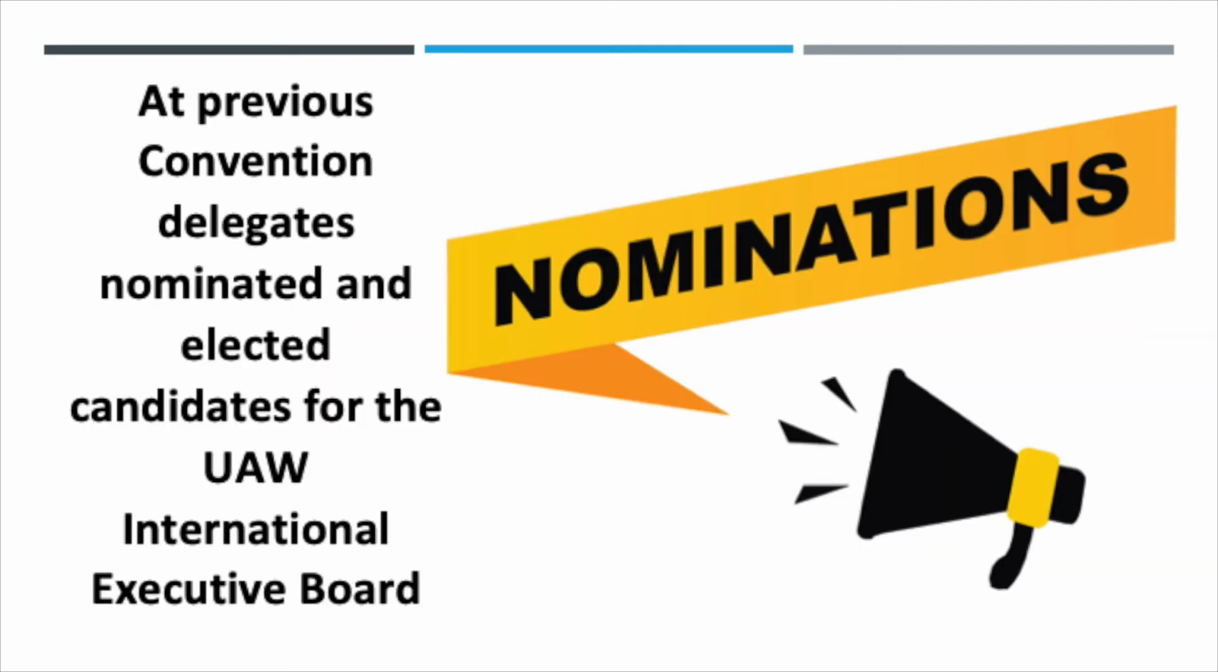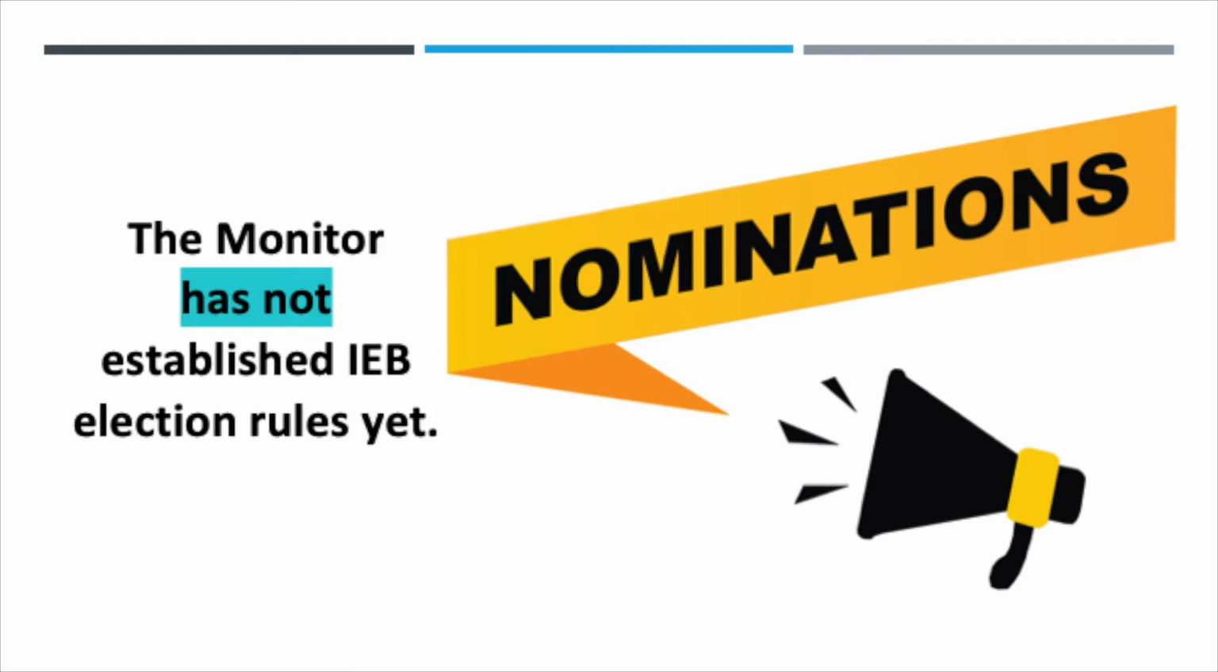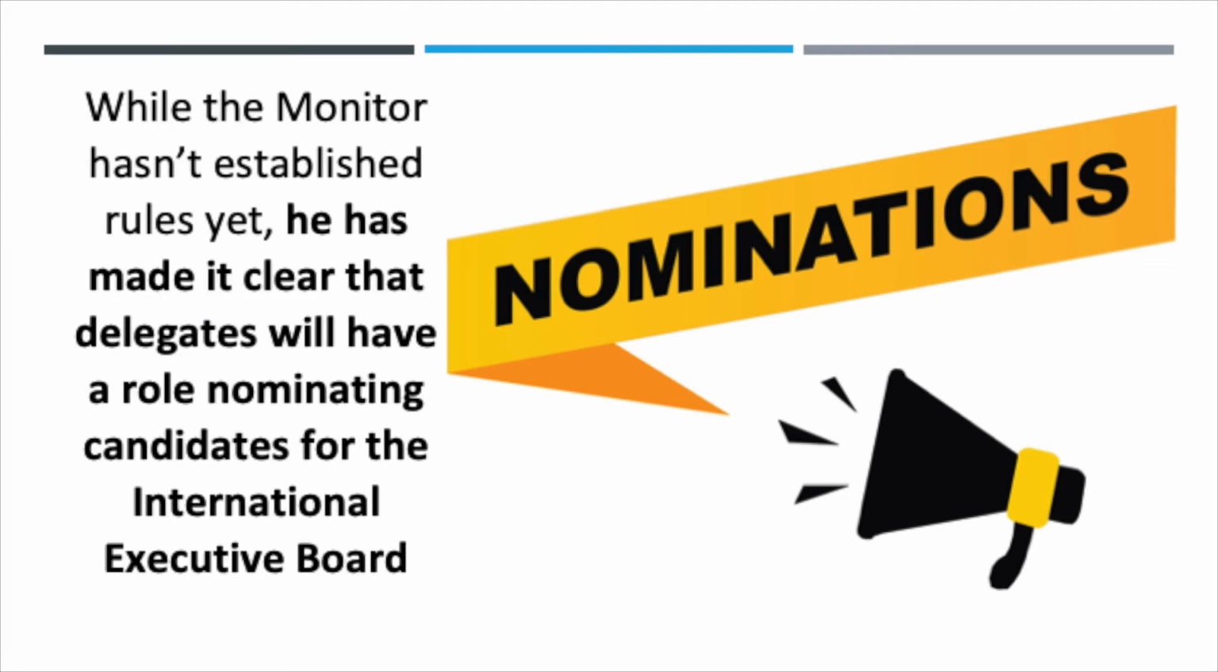Another role that delegates play at the convention: at previous conventions, delegates nominated and elected candidates to the UAW International Executive Board. Now, with the monitor, the membership is going to be directly electing candidates, but who gets on the ballot? The monitor hasn't established all the rules yet, but after talking to the monitor, we expect that those rules will include a place for nominations for candidates to the International Executive Board to take place at the convention.